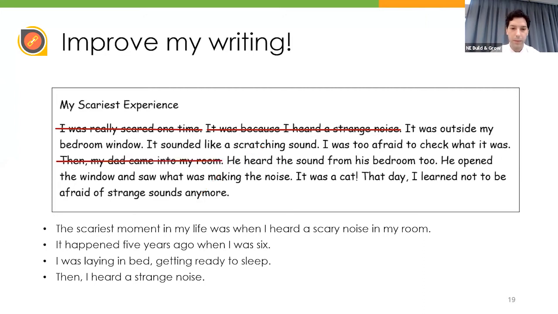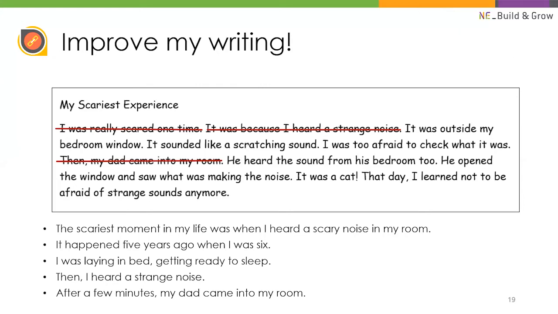So here, then my dad came into my room. Let's get rid of that. And let's make it a little bit more interesting so we're not repeating the same connectors, right? Then. So after a few minutes, my dad came into my room. You see, that's a lot more exciting, or it gives a better image, right? It's a lot clearer in explaining what's going on, right? It gives you a better picture. Okay, then it was a cat. That day, I learned not to be afraid of strange sounds anymore.